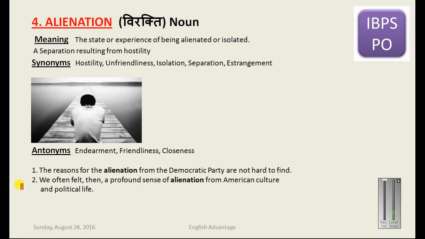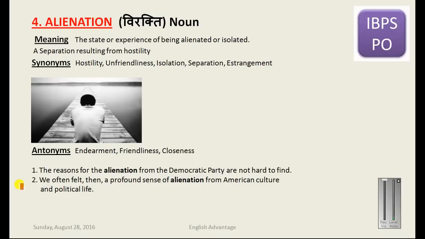These are all high frequency words, very important words, and these words will definitely appear in reading comprehension, in cloze test, in sentence improvement, and in fill in the blanks. So that is why these words are the base words, or you can say core words, for any competitive exam.